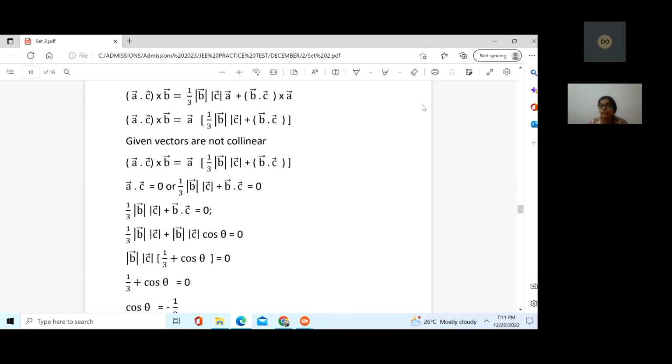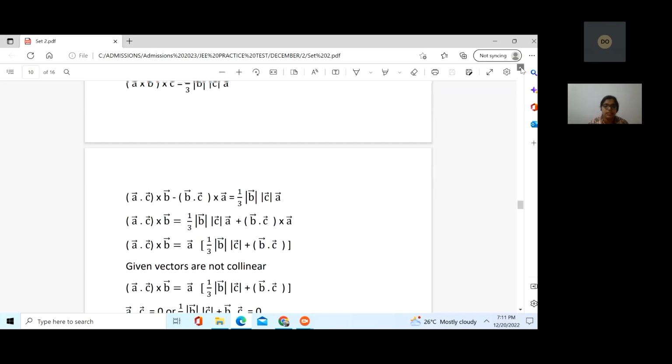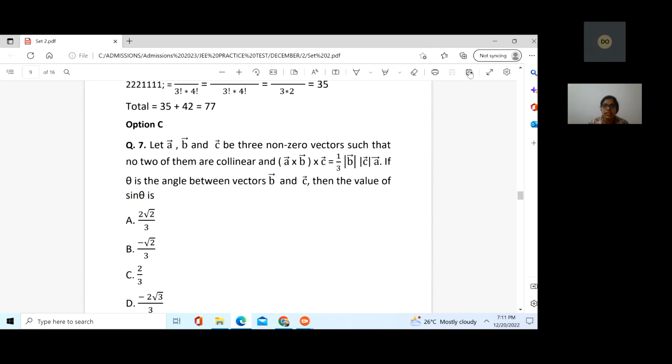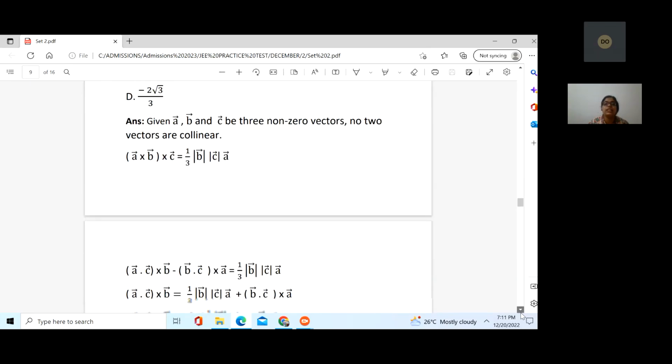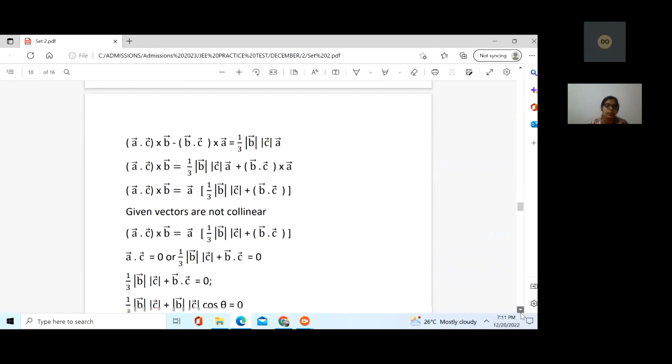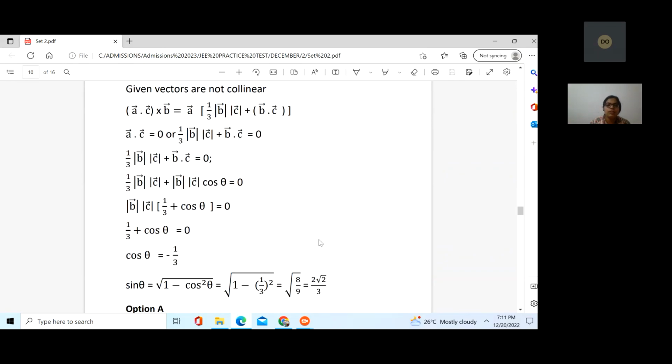So it is asking for the angle. We'll just go back through the question once again. It's asking for the angle between B and C, and they want us to find out sine theta. But we know what the formula here is. It's cos theta. So from this you can take these outside. So it will be 1 by 3 plus cos theta. So this term will be 1. So 1 by 3 plus cos theta equal to 0 and cos theta equal to minus 1 by 3.